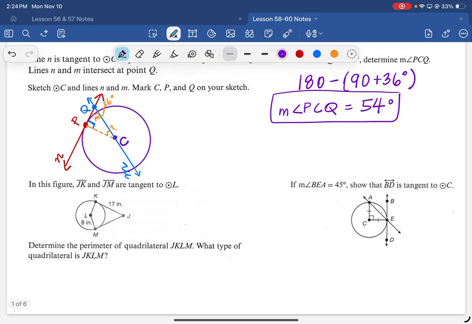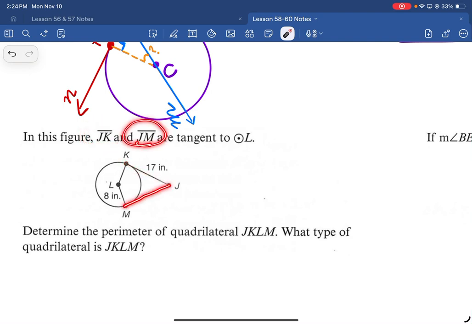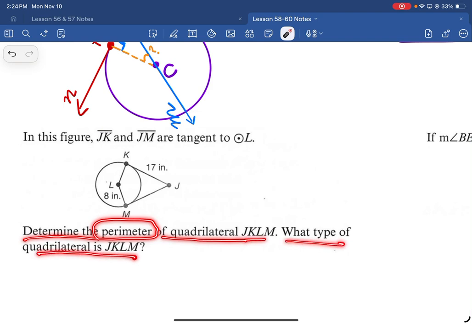Okay, bottom left. In this figure, segment JK, so where is it? Right here. And JM, right here, are tangent to circle L. So they're telling us that to be true. The question says, determine the perimeter of quadrilateral JKLM. What type of quadrilateral is JKLM? Why don't you give this one a try?